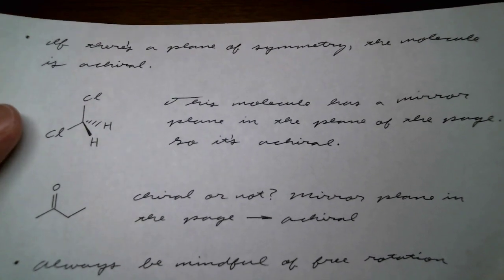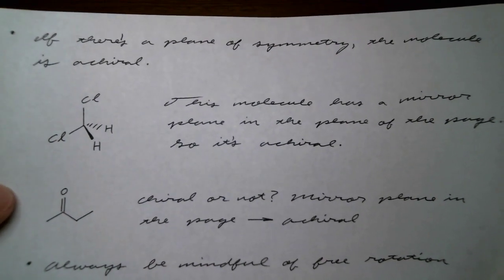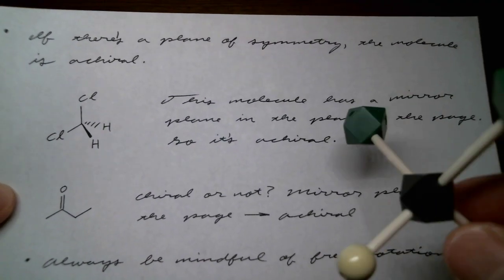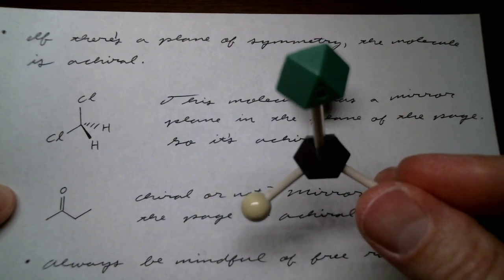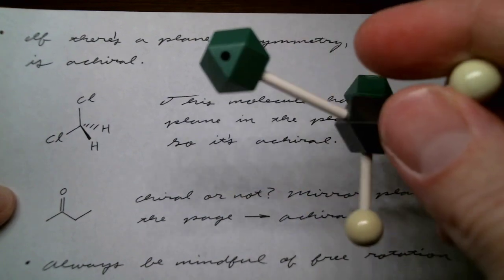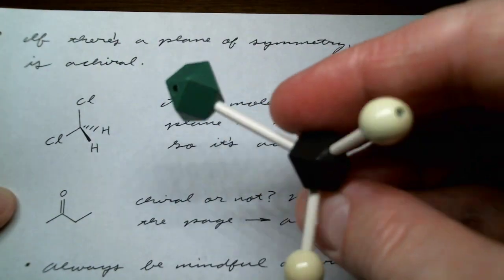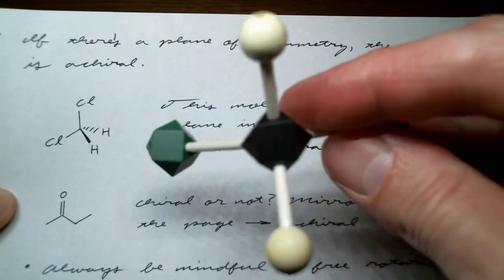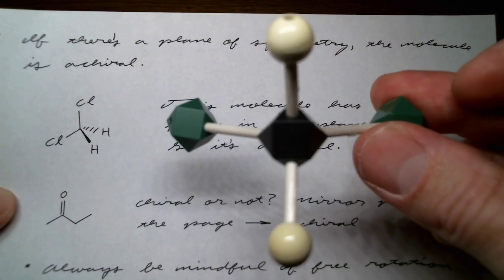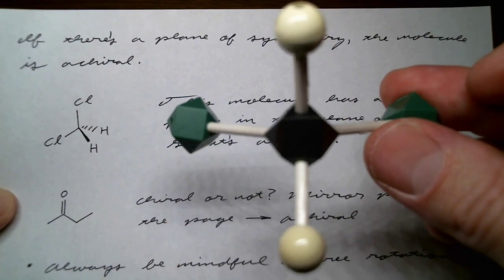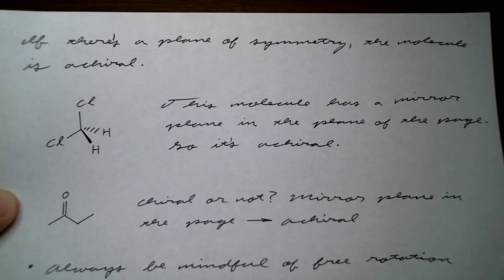For dichloromethane, we actually have two mirror planes. So here's our dichloromethane. There's one mirror plane that's vertical. And here I've oriented it in another orientation. And again, you should be able to see that there is a second vertical mirror plane. So there are actually two mirror planes for dichloromethane.